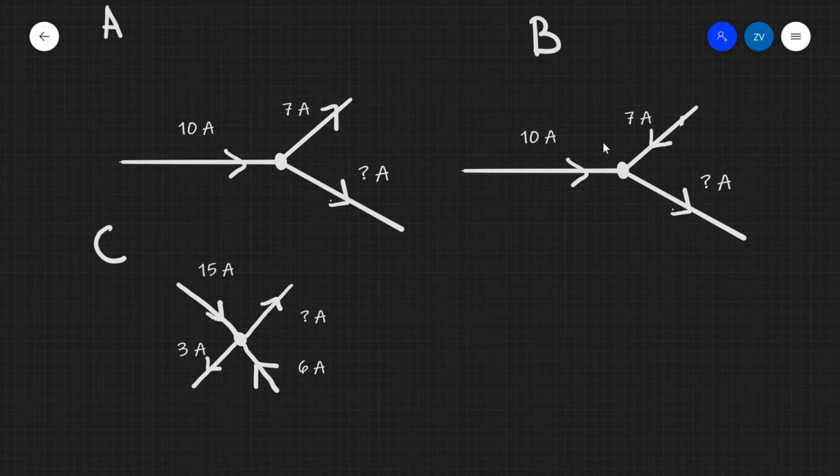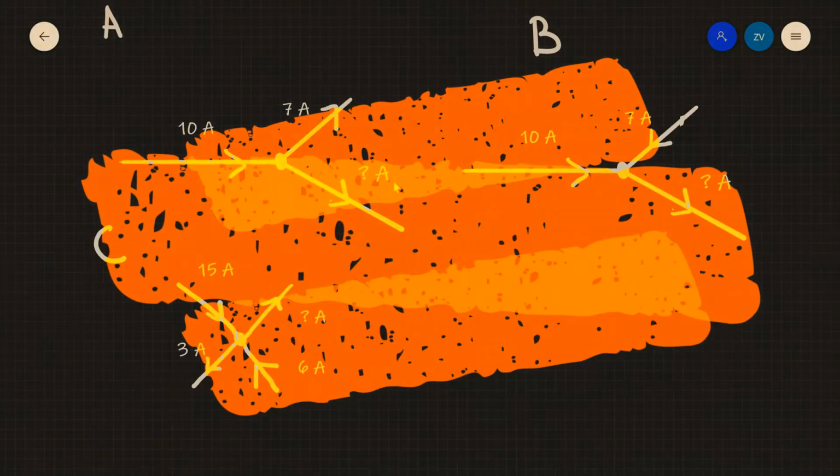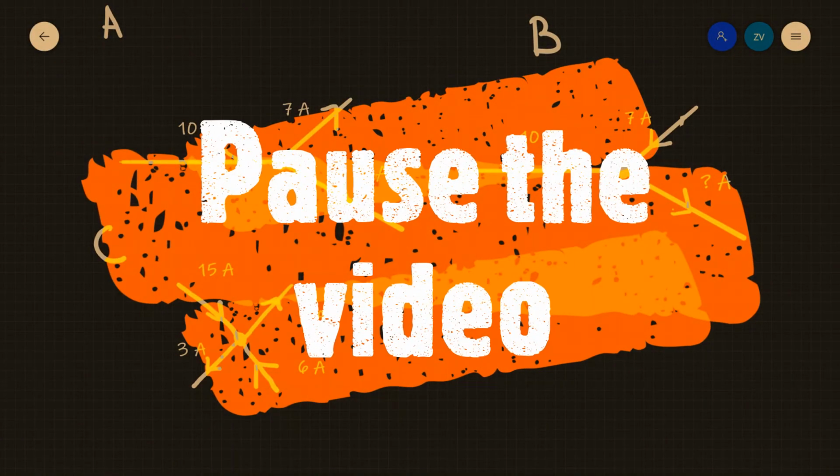What I would like you to do, guys, to begin with today is have a go at the following three questions. So we have questions A, B, and C. In each of those cases, we have some currents which are either entering or exiting a junction. And what I would like you to do is have a go at calculating those unknown currents in each of those cases. And this will be a perfect opportunity for you guys to pause this video and attempt the question.